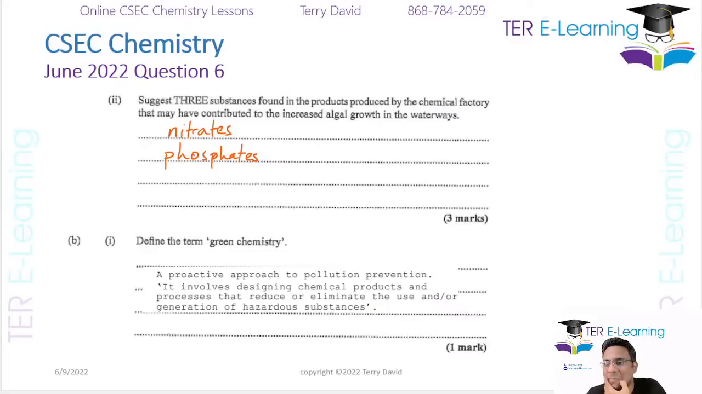What else did you all put? So they want 3 here. I know these 2 for sure, nitrates and phosphates. Are we talking about increased algal growth? So we're talking about things that can be used as fertilizers. So detergents that contain phosphates, nitrates. I don't know what else they wanted.